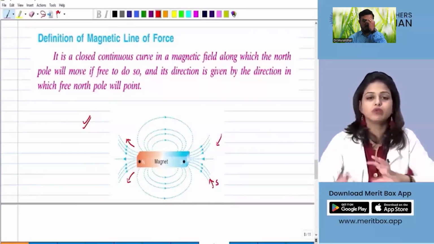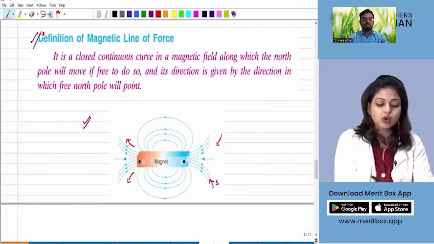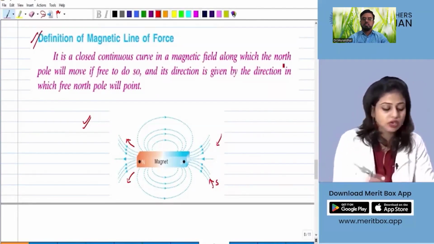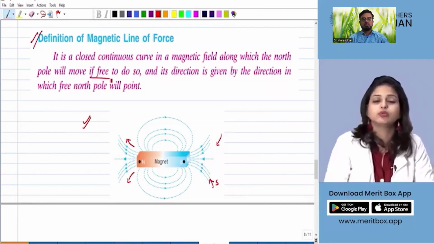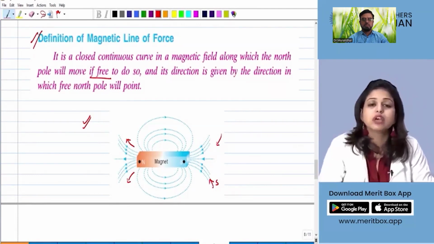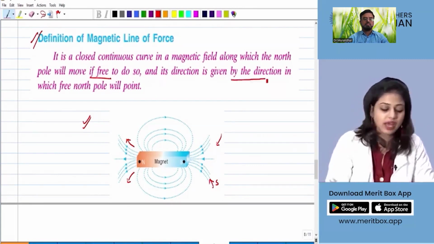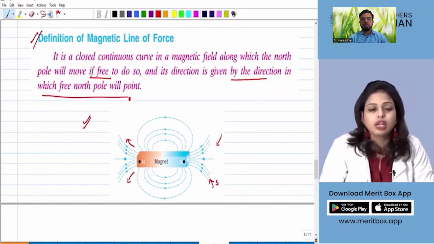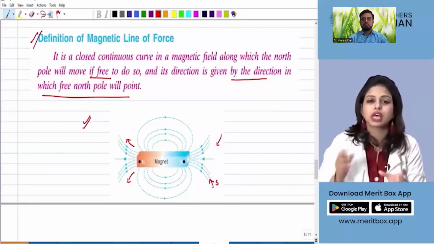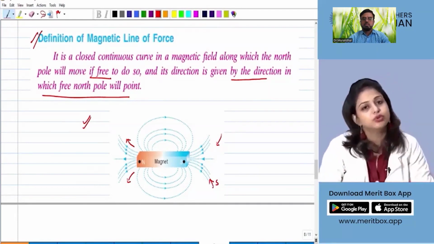So, after doing this experiment, we can have a better definition of magnetic lines of forces, and it is given here, students. It is a closed continuous curve in a magnetic field along which the north pole will move if free to do so. These are the field lines in which the pole will move if it is free to do so. And its direction is given by the direction in which the north pole will point. So, after doing this experiment, we can say magnetic lines of forces are those lines of forces along which the north pole will move if it was free to do so.